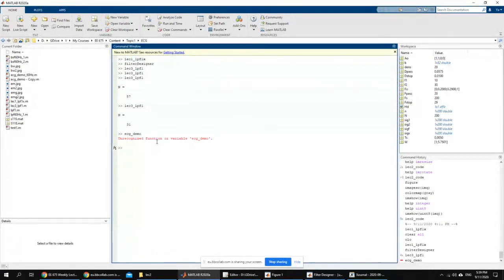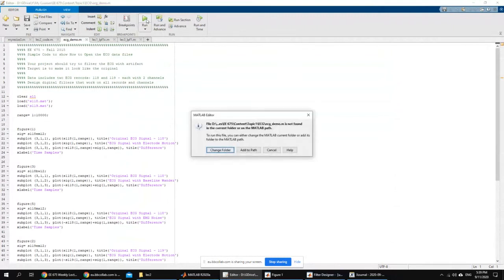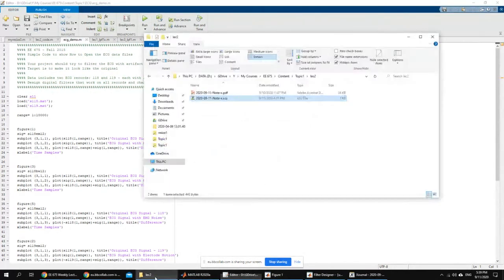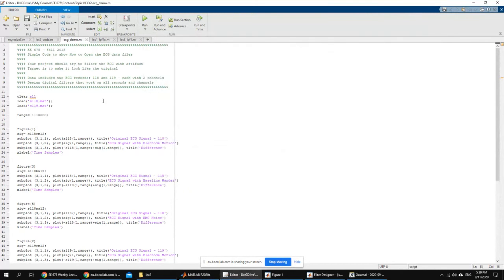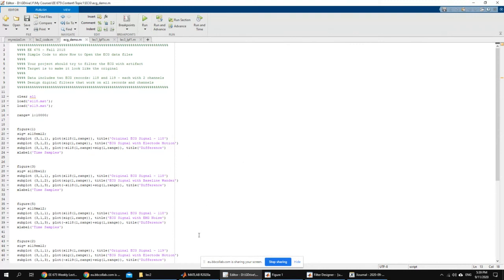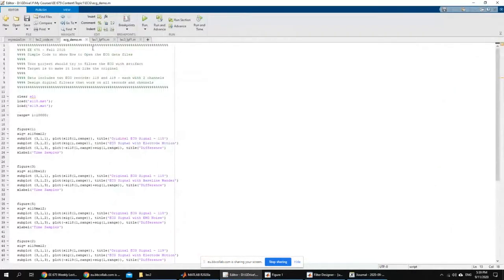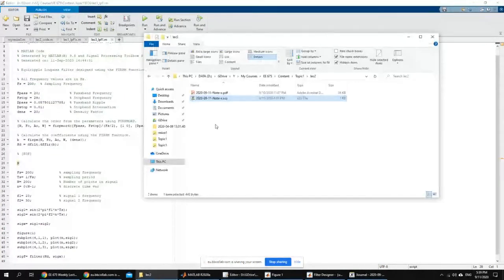ECG demo is not recognized. Not sure why. Change folder. Run it, okay. Maybe I'm in a different directory, a different folder. It shouldn't be, actually. I'm not sure why, because this is just a demo program that we ran last time. Okay, let's load it again. Let's just close it from here and load it again.